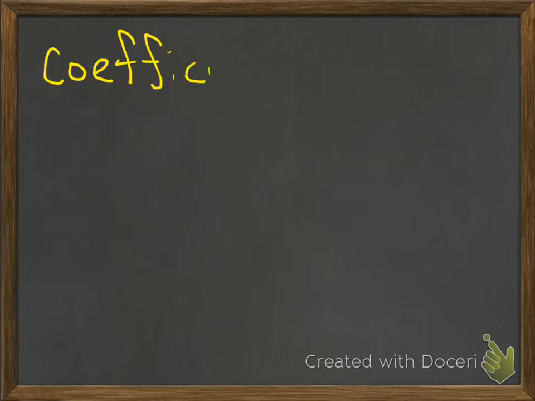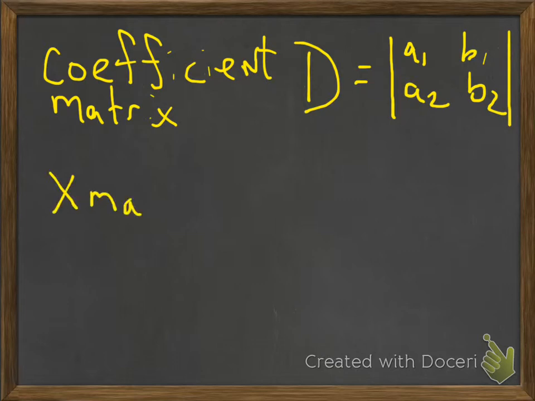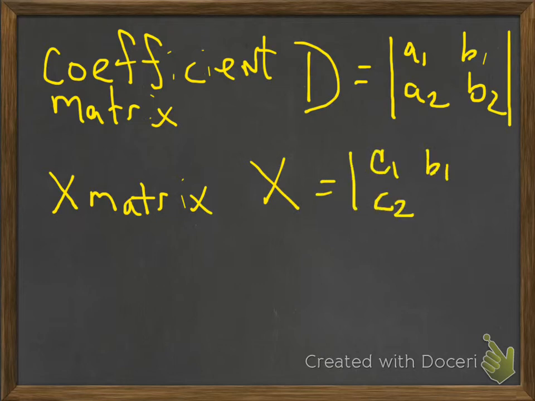You're going to create 3 matrices based off your equation. The first one I'll call the coefficient matrix, and denote it with the letter D. That's just the numbers in front of the x and y as a 2 by 2 matrix. So that's where I got A1, B1, A2, B2. Then you're going to make an X matrix. That's basically the same thing, but instead of the X coefficients, you put the answers in place of the X numbers. So C1, B1, C2, B2.